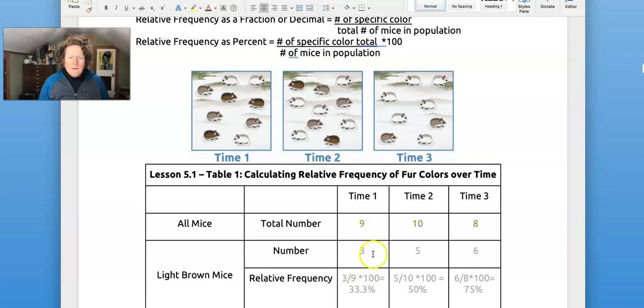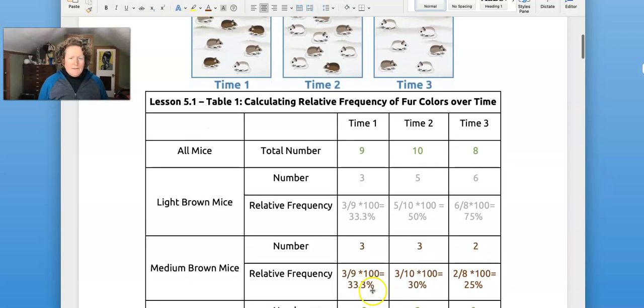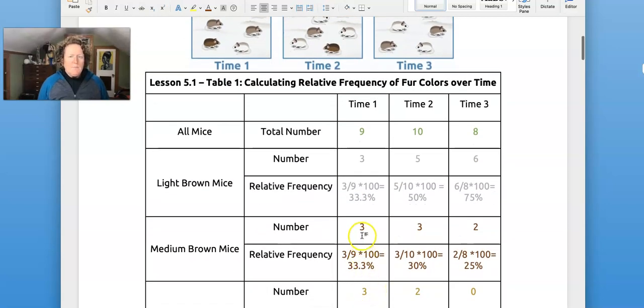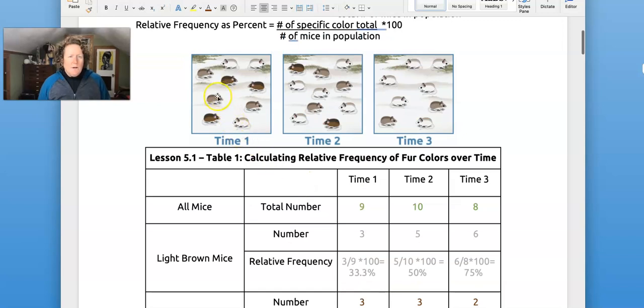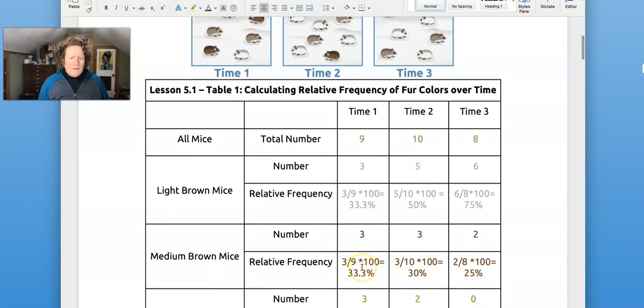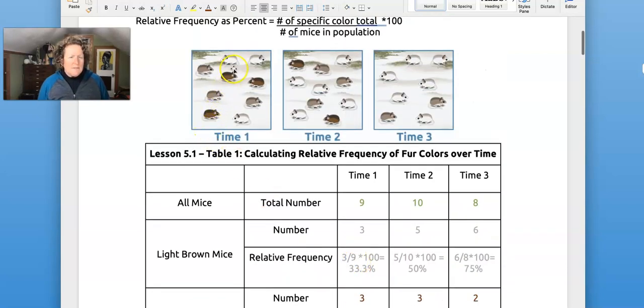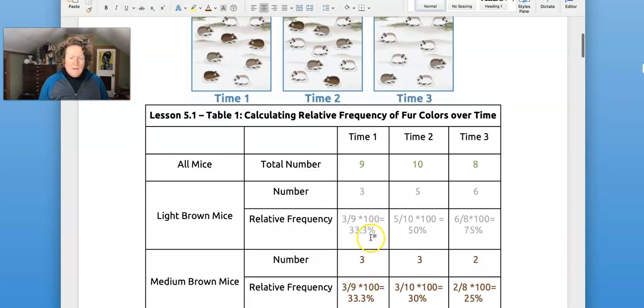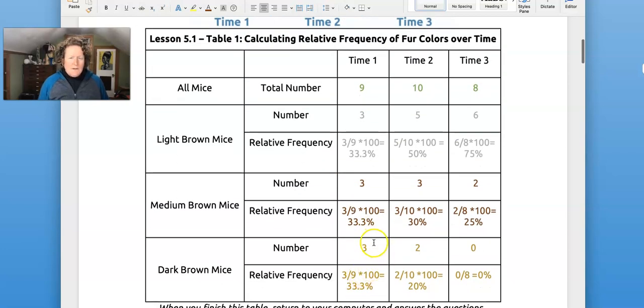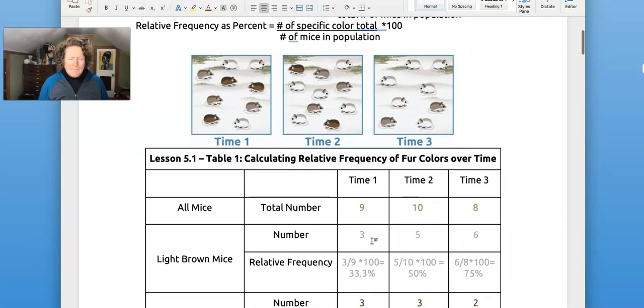So I took the number of light brown mice and I divided by the total number of mice times 100 to get 33%. I did the same as you go down to medium brown mice. I counted 1, 2, 3 out of 9 total mice. So 3 out of 9, 33%. Dark brown mice, there just happen to be the same number of dark brown mice here. So 3 out of 9, 33%.